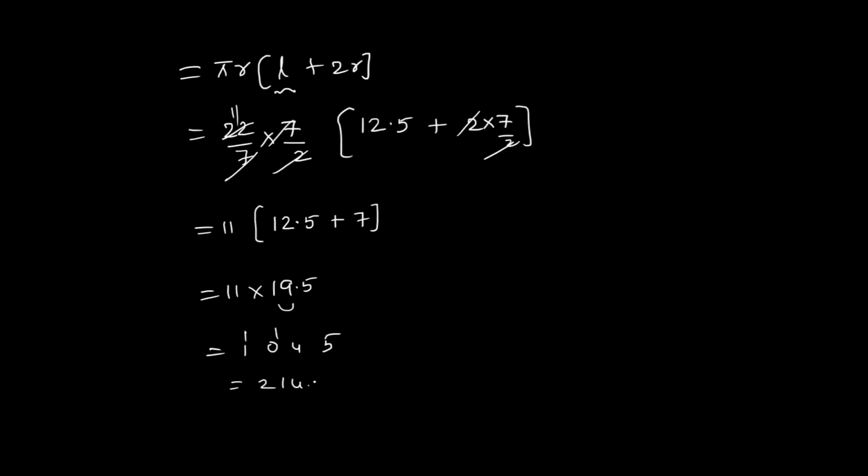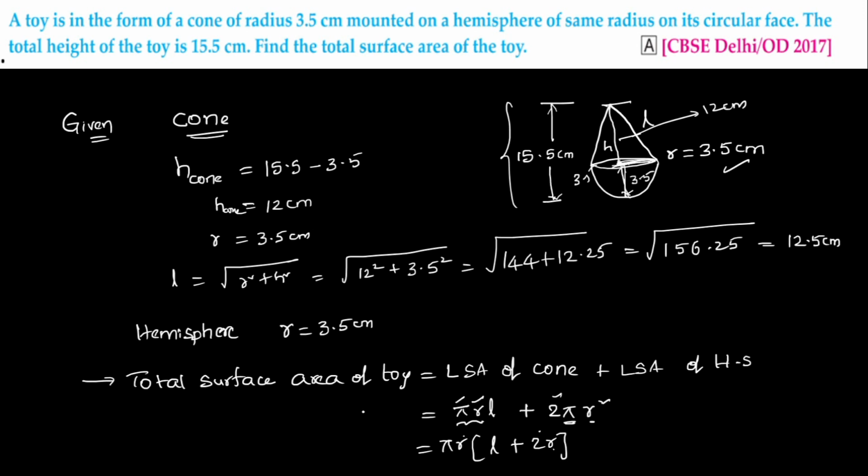So 214.5 centimeter square is the total surface area of the toy. చూడండి ఏం లేదు ఇక్కడ. టోటల్ సర్ఫేస్ ఏరియా ఆఫ్ టాయ్ అంటే 2 ఫిగర్స్ కాంబినేషన్లో ఉన్నప్పుడు we should always add their LSAs. సో LSA ఆఫ్ కోన్ ప్లస్ LSA ఆఫ్ హెమిస్పియర్. LSA ఆఫ్ కోన్ అంటే ఏంటి? ఫార్ములా πrl. సో ఫార్ములా కరెక్ట్గా రాస్తే హాఫ్ ఆఫ్ ది మార్క్స్ పడతాయి మీకు. LSA ఆఫ్ హెమిస్పియర్ ఫార్ములా ఏంటి? 2π r స్క్వేర్. సో ఆర్ కనుక్కోవడమే మనకి. ఆర్ ఆల్రెడీ ఇచ్చేసాడు. ఎల్ కనుక్కోవడానికి మాత్రమే కొంచెం మీరు ఎఫర్ట్ పెట్టాలి.